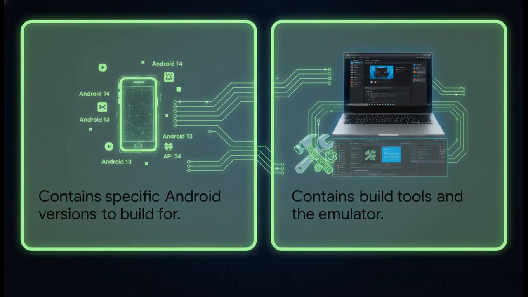It's the bridge that ensures your code can actually talk to the specific Android versions out there in the wild. Inside Android Studio, when you open the SDK Manager, you'll want to install the latest Android SDK version. You'll see two main tabs that you really need to care about: SDK Platforms and SDK Tools. Platforms are where you download those specific Android API levels we just mentioned. Meanwhile, SDK Tools handles the utilities, things like your build tools, platform tools, and required system images.